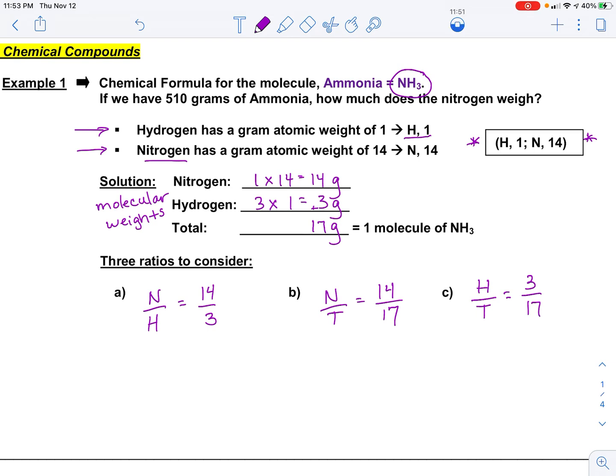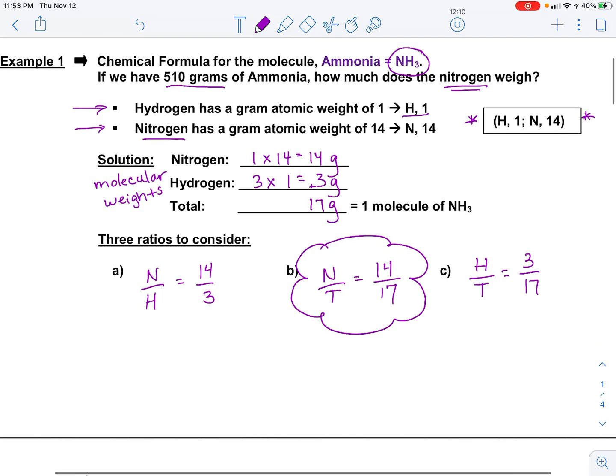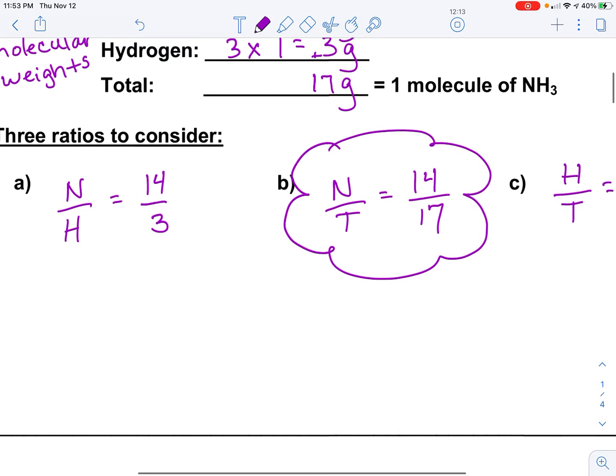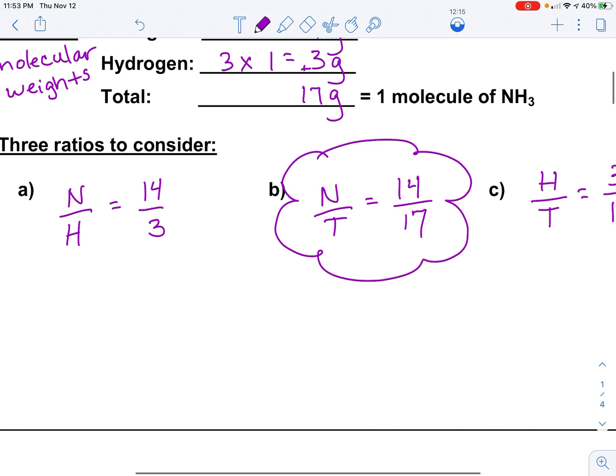So let's consider what we have. We know that we have a total amount of 510 grams of ammonia, so we're looking for one with the total. So it's going to be either B or it's going to be C. Well, how do I determine? Well, what am I looking for? I'm looking for how much the nitrogen weighs. So I'm going to want the one that has nitrogen and the total, the one that's 14 over 17. So let's set up our proportion here to solve this. I'm not going to rewrite this, I'll just leave it right there.